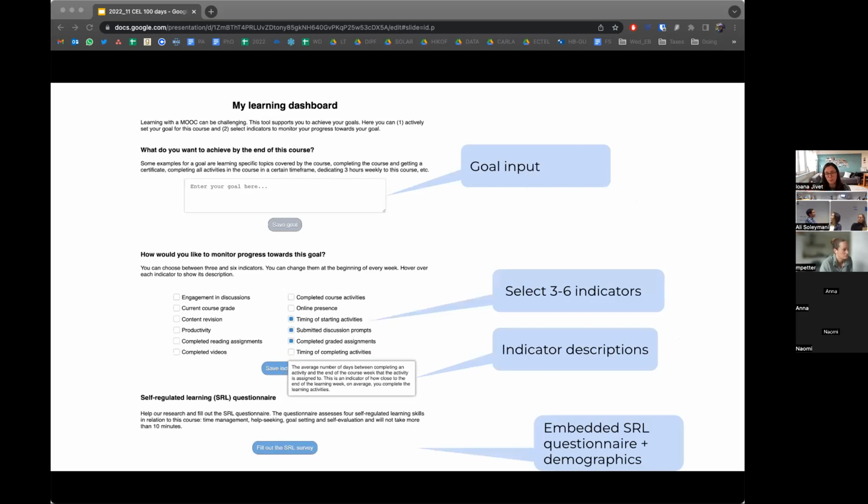So at the top, students could actually enter the goal that they have for the course in free text. In the middle panel, they could select indicators that they wish to see. They had 12 options, but we wanted to limit them. We wanted to ask them to prioritize this. So we asked them to choose between a minimum of 3 and a maximum of 6 indicators here. At the bottom, we also collected self-regulated learning information for study purposes and some demographic questions.